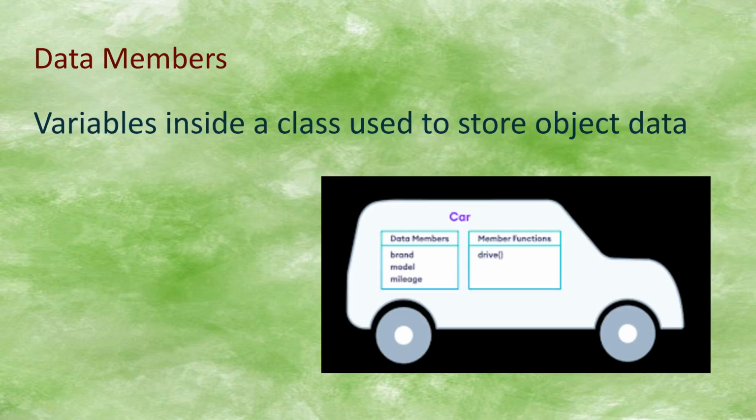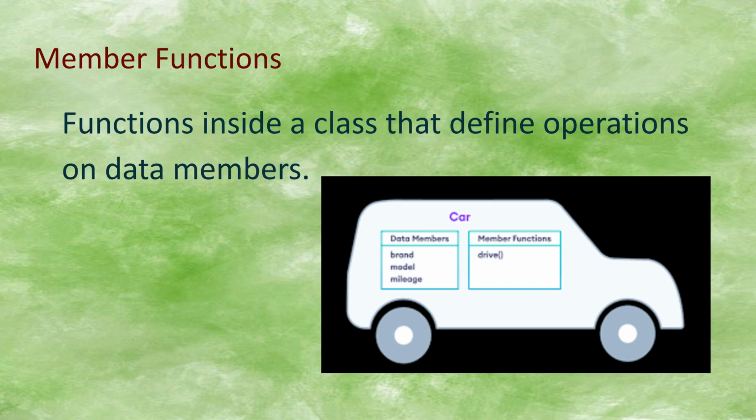Data members are variables declared inside a class. Their purpose is to store the data associated with an object. Member functions are functions defined within a class. They define the operations and behaviors that can be performed on the data members.